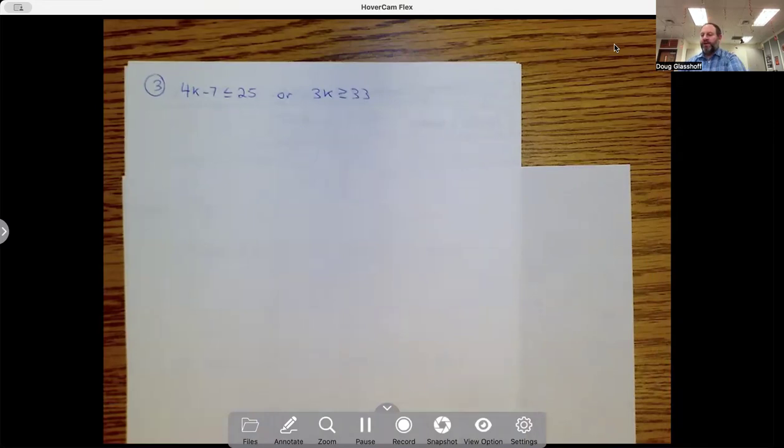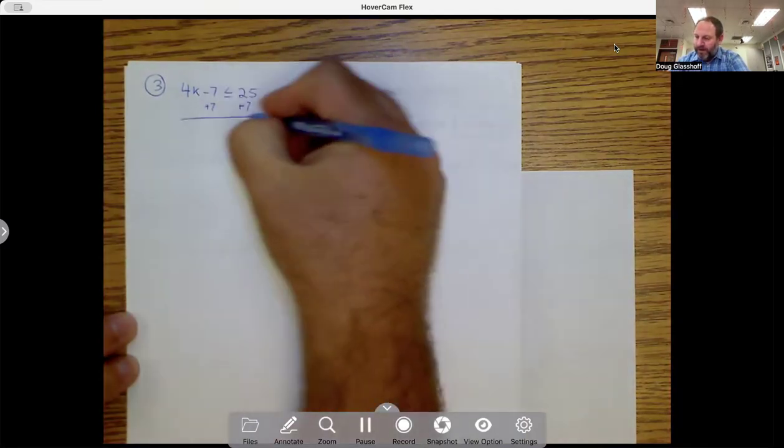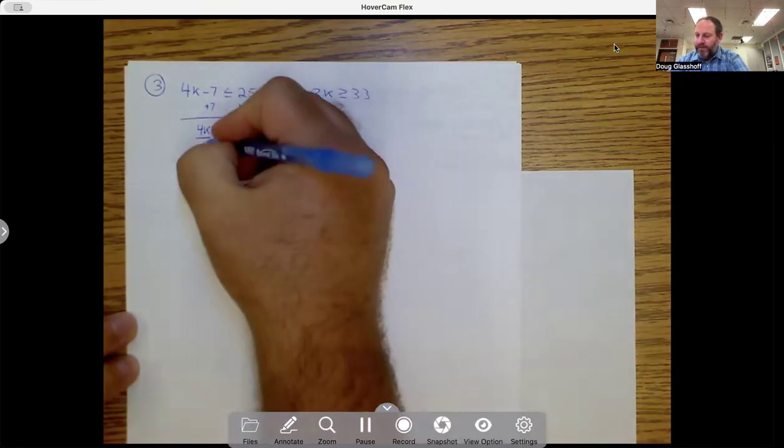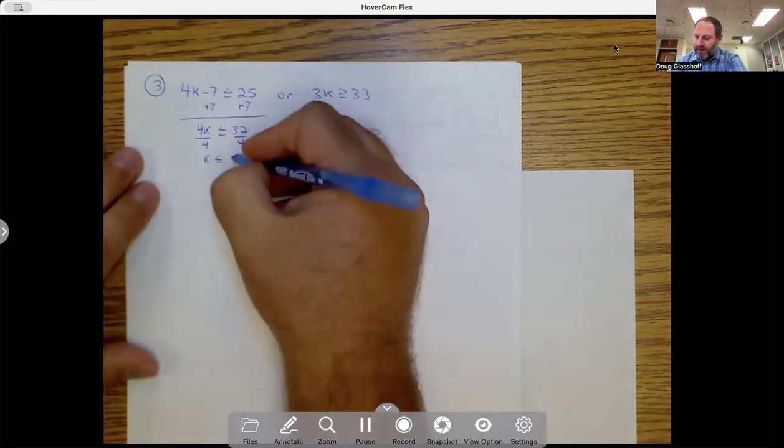Okay, hopefully you had a second there to work that out. All right, so again, we're just going to solve each one separately. So here I'm going to add 7 to both sides. That leaves me 4k is less than or equal to 32. Then I'll divide both sides by 4, and I get k is less than or equal to 8.